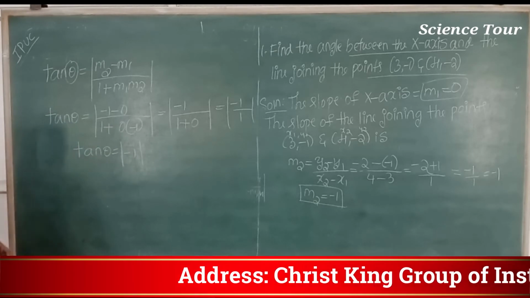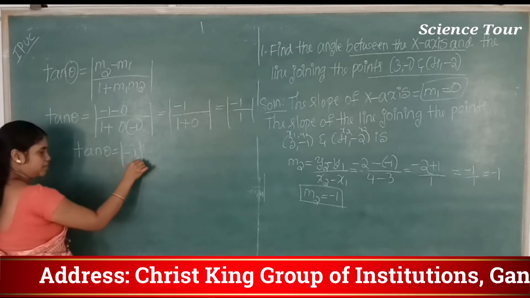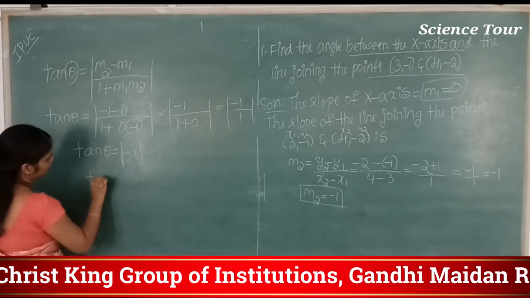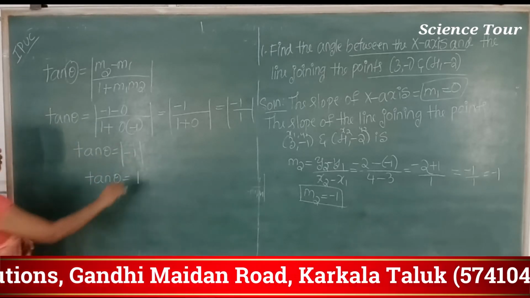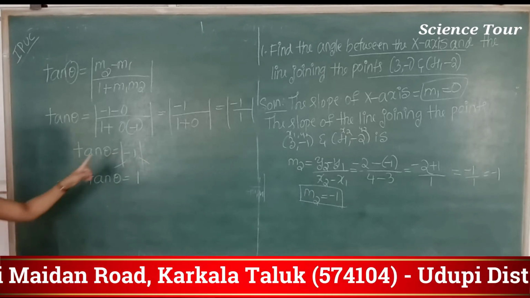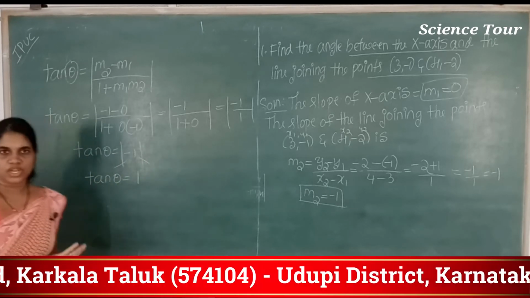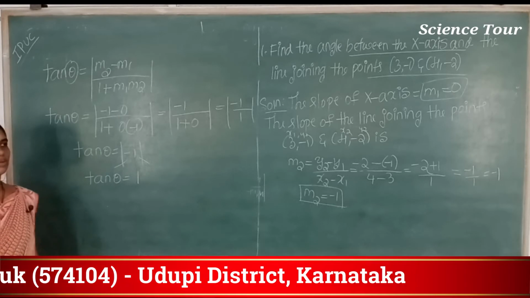Now if you have a minus sign inside the modulus, what will it become? It will become plus 1. While you open this modulus, this minus 1 will become plus 1. So therefore tan theta is equal to 1.